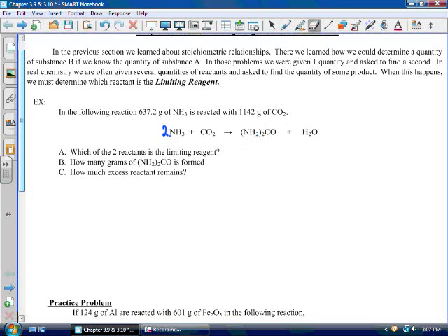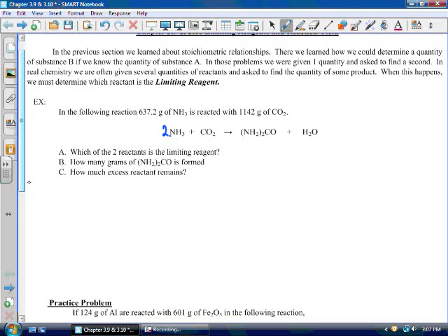Carbon, I have 1 carbon on the left, I have 1 carbon on the right. Oxygen, I have 2 on the left, right there. And I have 1 plus 1 is 2 on the right. So we are now balanced. 2, 1, 1, 1 is our balancing numbers.